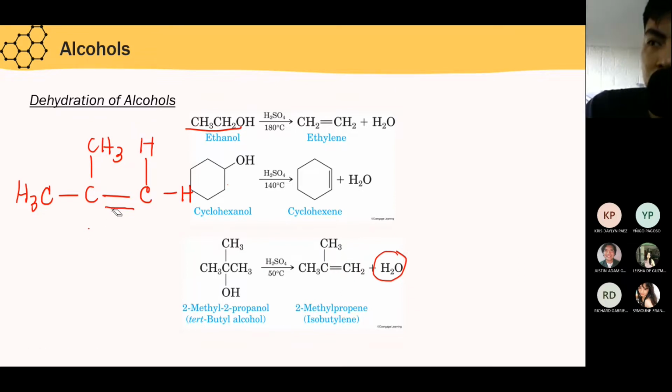So again, let me show you again. Okay. So itong OH, kukunin niya yung hydrogen ng katabi. Mawawala sila. Magpo-form sila ng water. And then since wala na silang kapartner, sila na lang magsasama to produce this product. Okay?